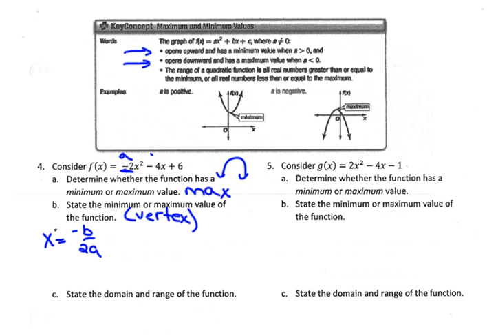Again, here's a, b, c. So we're going to have, let's see, the negative of a negative 4 is positive 4. And 2 times negative 1, so 4 over negative 2, which is negative 2. Now I have to put that into my problem to see what we're going to get for my y value. So if I put negative 1 in, so that's going to be negative 2 times negative 1 squared minus 4 times negative 1, plus 6.